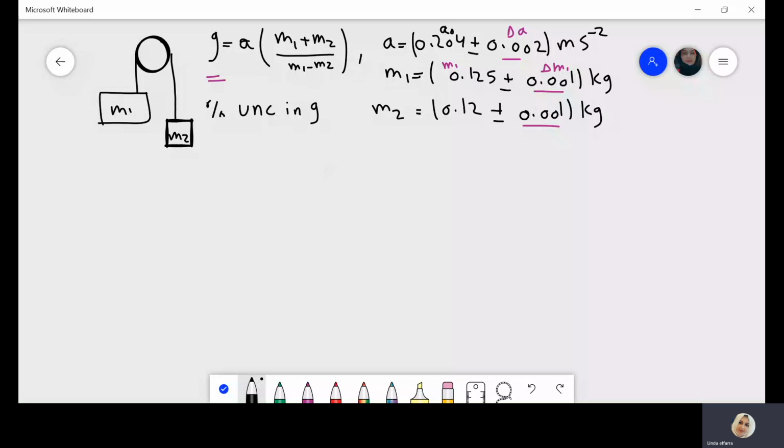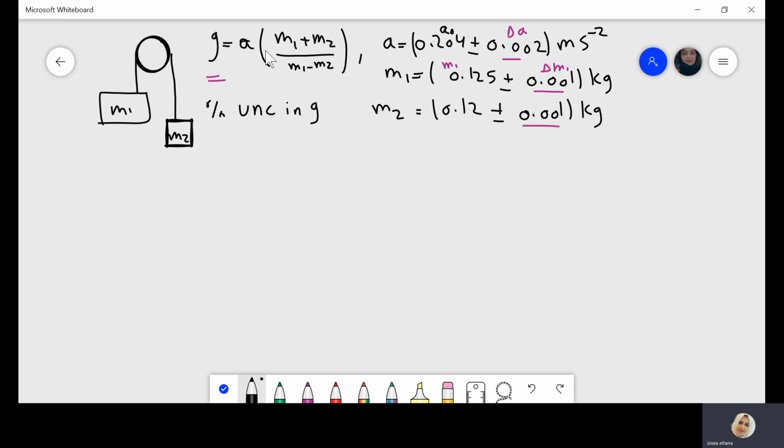We'll continue with topic 1, paper 2, measurements and uncertainty. We reach question number 2. In question number 2, we have a student. He measured the acceleration due to gravity by using two different masses, M1 and M2. M1 is greater than M2, and he used this formula to calculate the acceleration of a free fall.